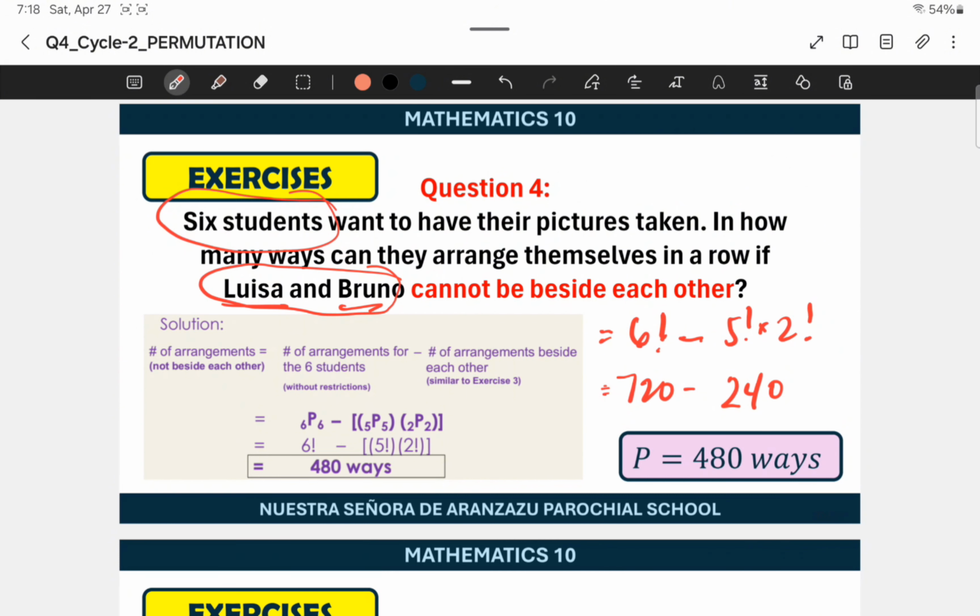Okay? So, nakuha yung step-by-step procedure nun. Una, kunin yung arrangement na walang restriction. So, ibig sabihin, lahat sila i-involve mo sa arrangement. Pangalawa, isubtract mo sa arrangement na magkatabi si Luisa and Bruno. Kumbaga, yung cannot be dito, kunin mo yung opposite nun, which is can be beside each other. So, that is 5p5 times 2p2. Okay? So, 6 factorial minus 5 factorial times 2 factorial, and that is equal to 480.